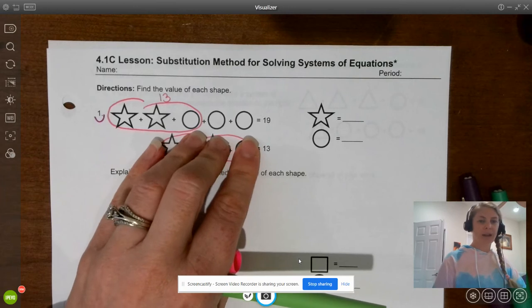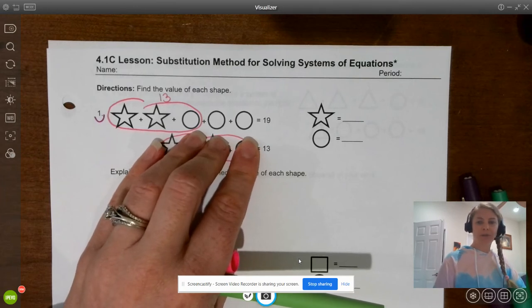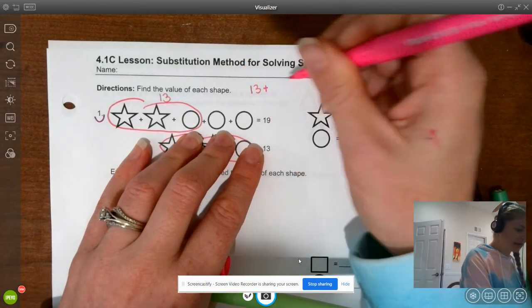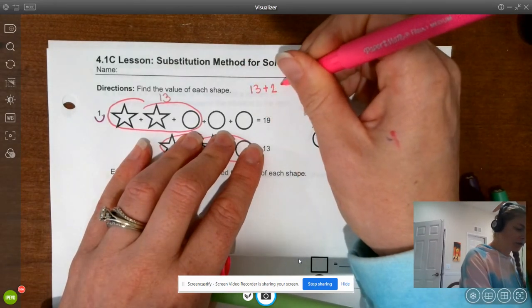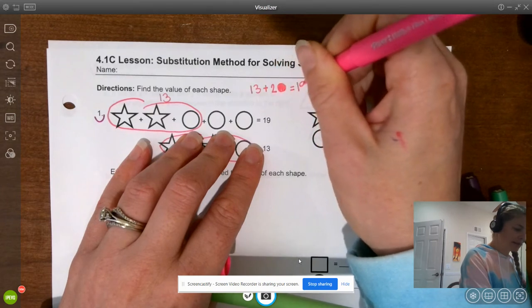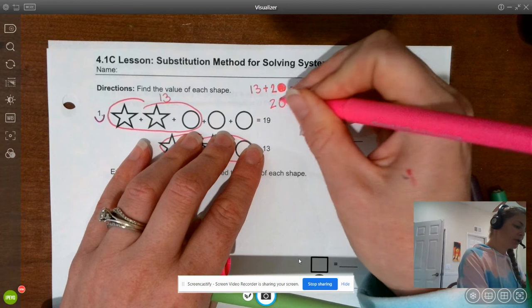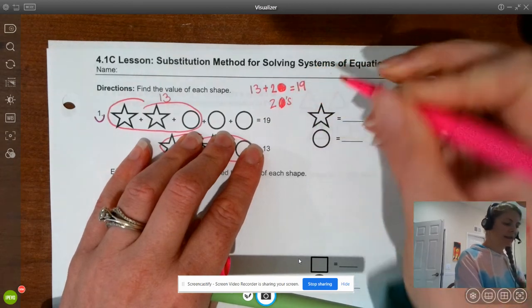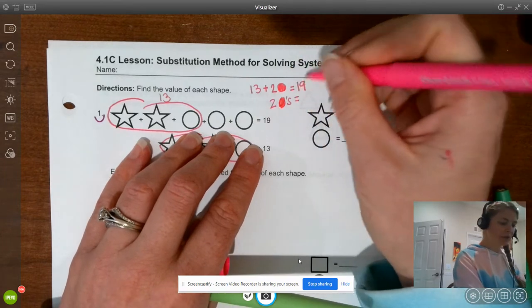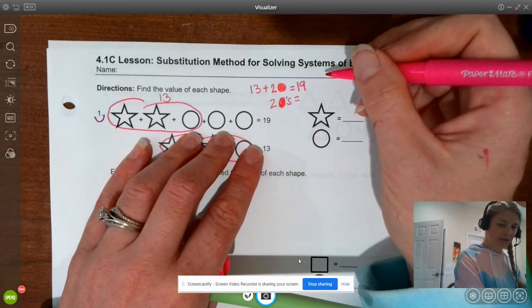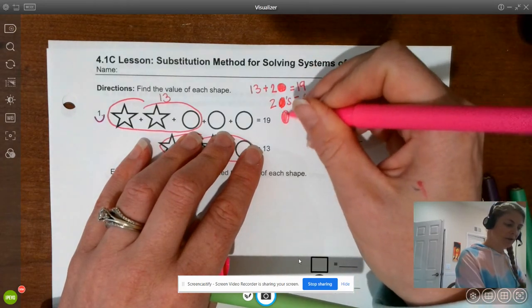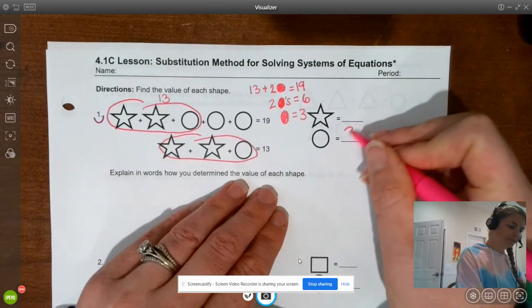Now our top equation is one equation with only one variable, circle. So what we have here is 13 plus 2 circles is equal to 19. Well, then we know that 2 circles, and I like to fill in my circle so it doesn't look like a 0, is equal to 19 minus 13, which is going to be 6, which means one circle is equal to 3.